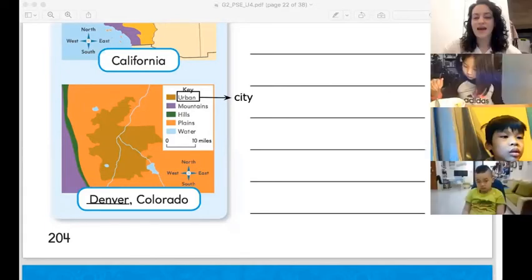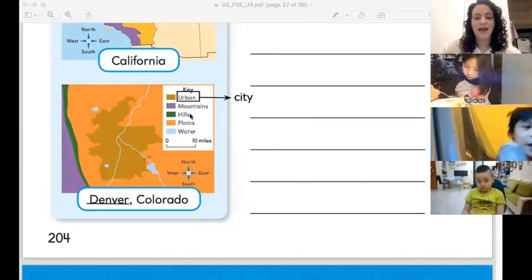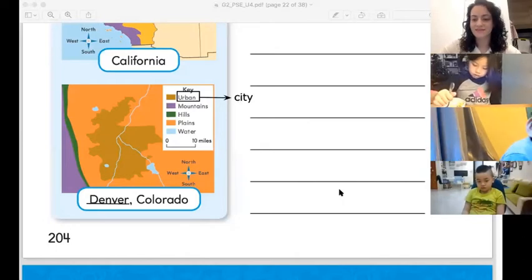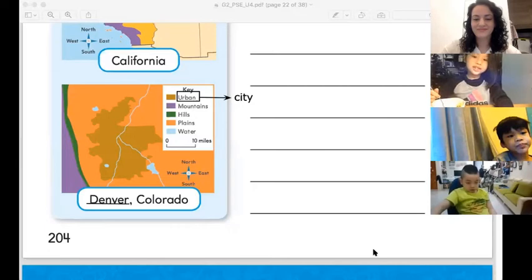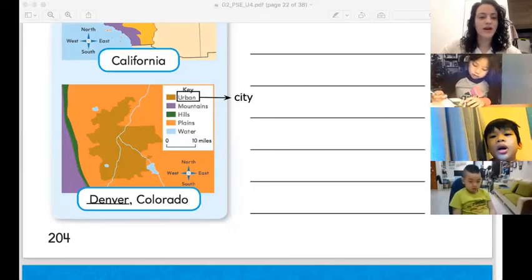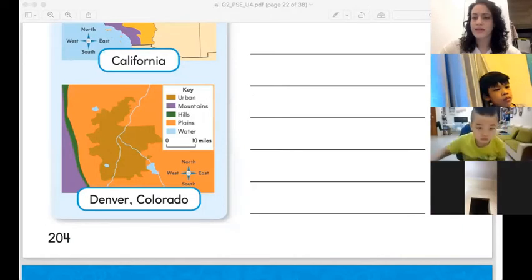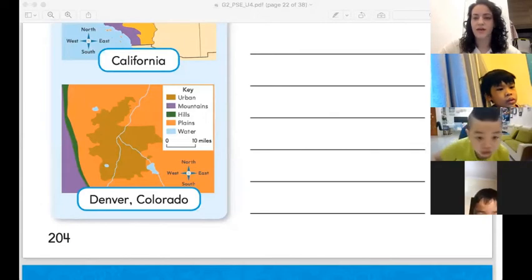Everyone, go ahead and unmute and say urban, a city. Urban. Excellent. Okay, so this whole part here, go ahead and circle where are all of the buildings and houses and shops in Denver, Colorado.